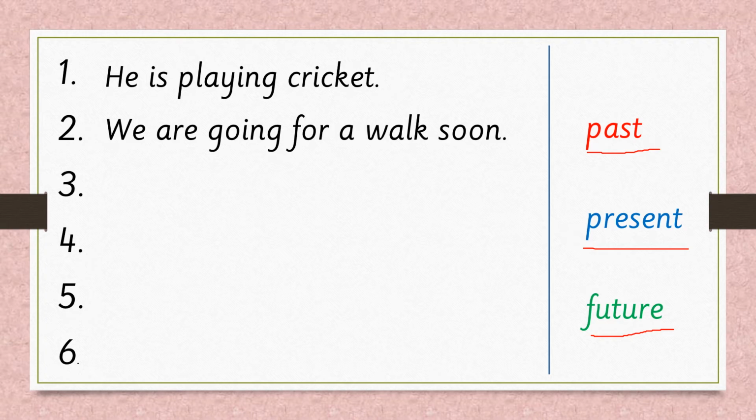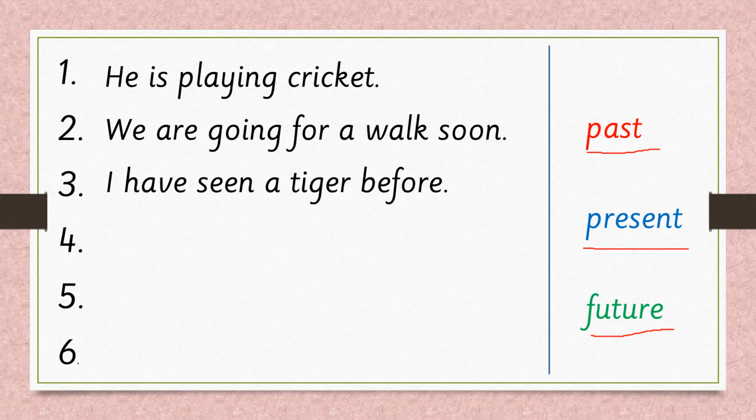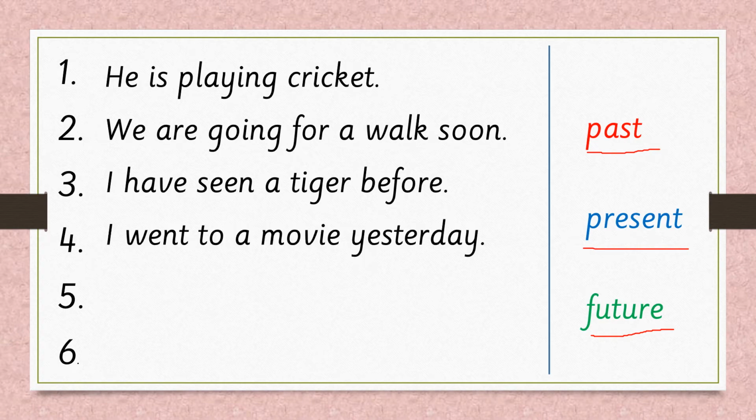We are going for a walk soon. Is that past, present, or future? Number 3. I have seen a tiger before. Past, present, or future? Number 4, I went to a movie yesterday.